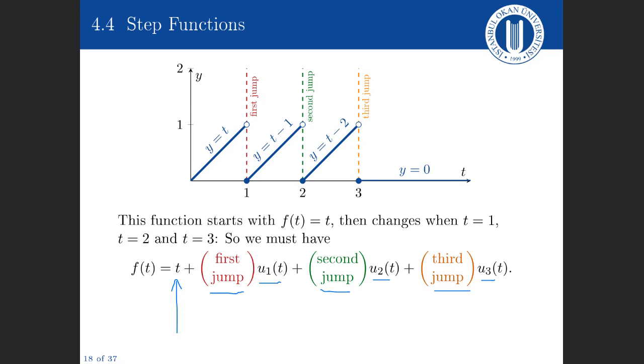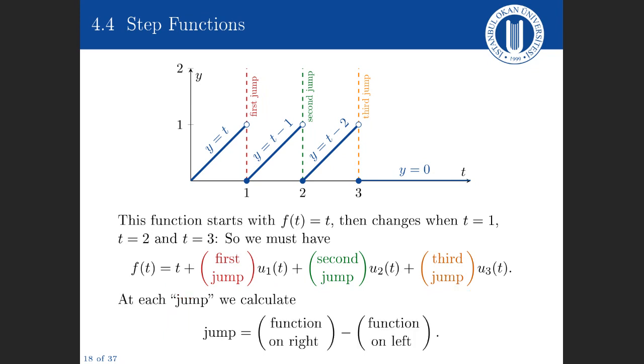What's happening at each of these jumps? Each one of these jumps, we're going to calculate that the jump is the function on the right minus the function on the left.